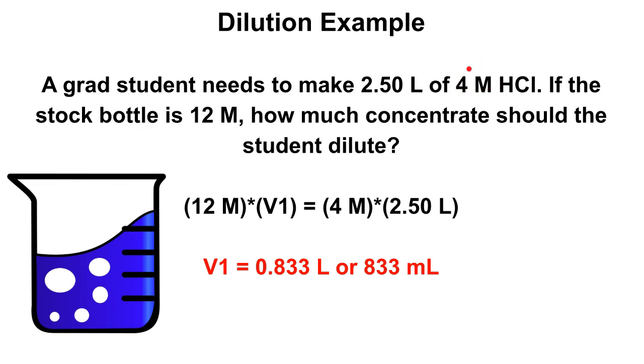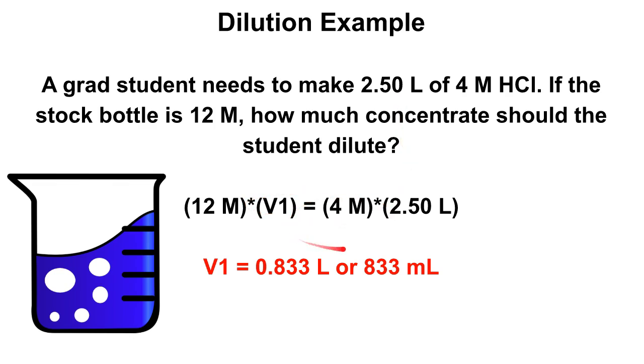So when you see it says 4 molarity here, just because you see that first doesn't mean it gets plugged in here. You take the initial concentration, what the student has is a stock bottle at 12 molarity. This is what he wants to make, so this would be M2, right? So M1 is 12, V1 is the question. It's how much of V1 should we take and then dilute. All right, and then M2 would be 4 molarity. That's the desired concentration. And then 2.5 liters is the amount that this graduate student would like to create.